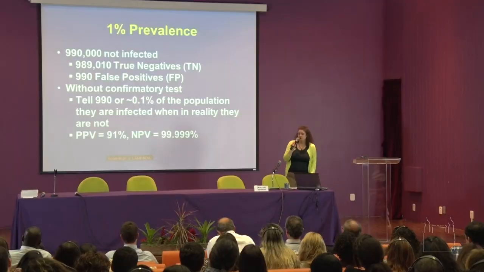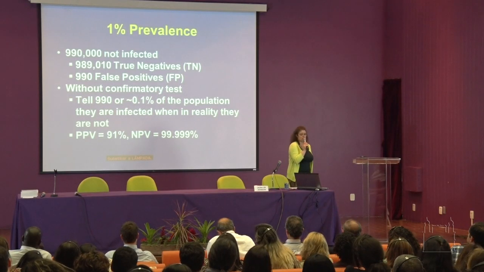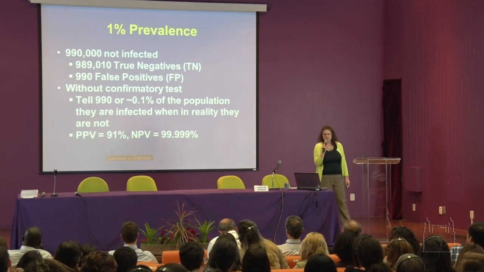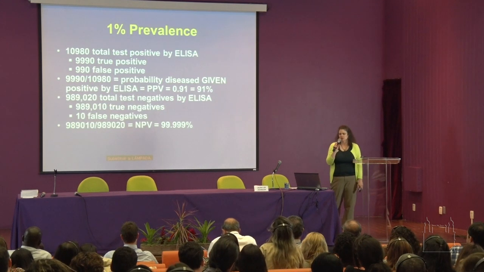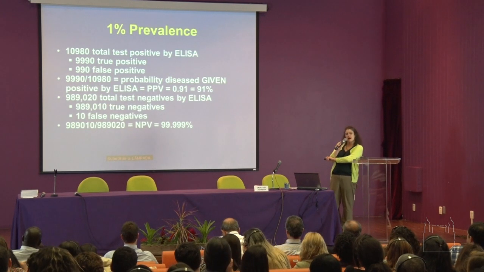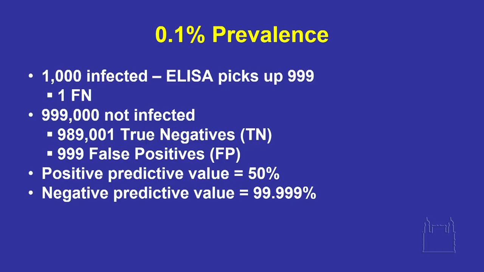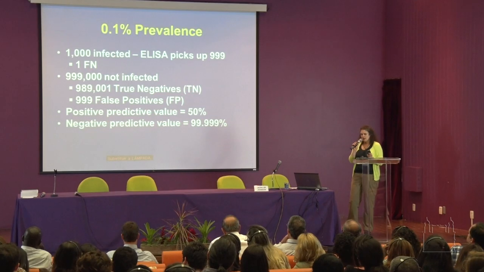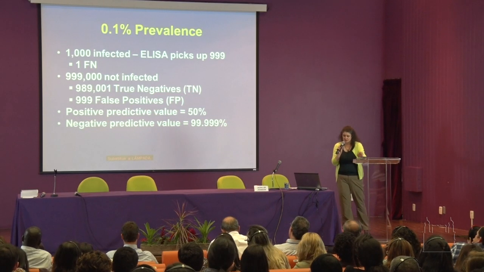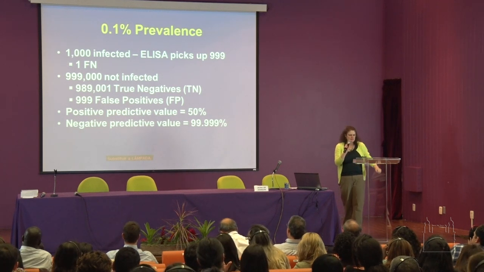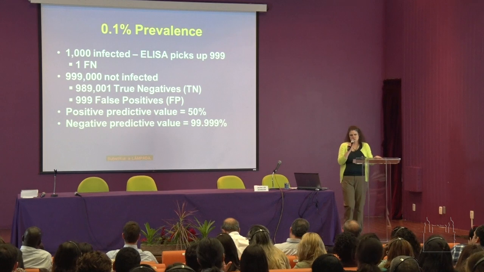Positive predictive value here is actually really pretty good. It was 91%. But 1% prevalence may not be what you see in your population. Oh, and if you want the math, here's the math. In some populations, it was 0.1% prevalence. So I had one false negative with ELISA. I had 999 false positives with the ELISA. My positive predictive value is now 50%.